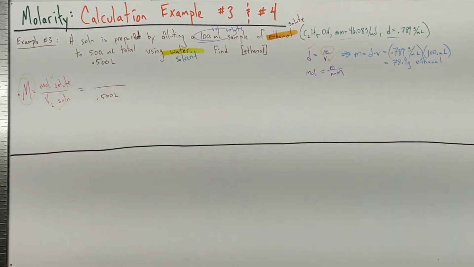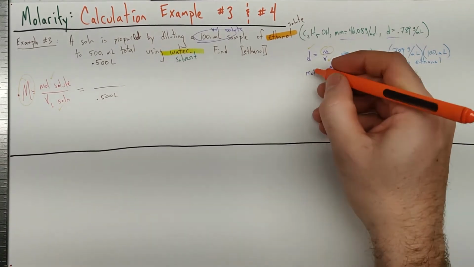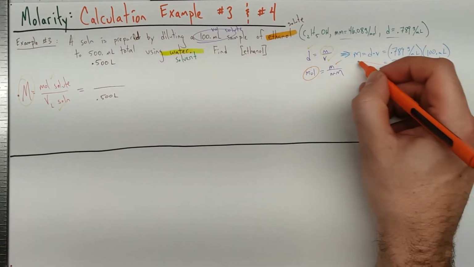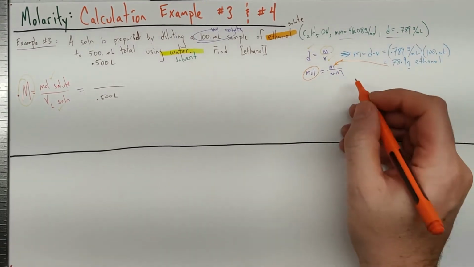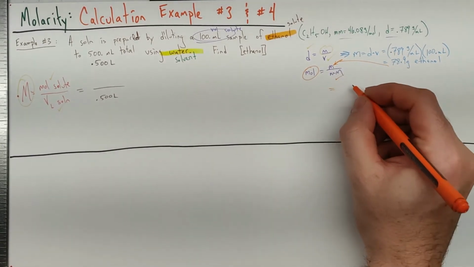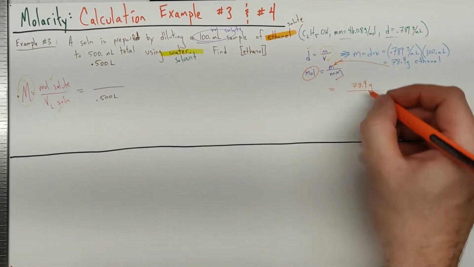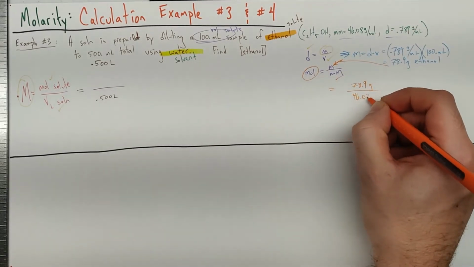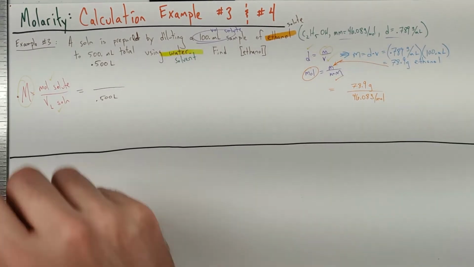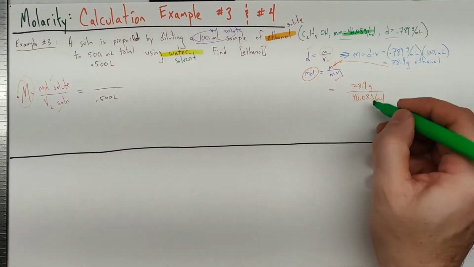Now we want to look at this checklist right here. Do I know the moles? No, but I want to. Do I know the mass? Yes, I just solved for it right there, in fact. And do I know the molar mass? Yes. So we've got this rearranged. Our mass is 78.9 grams, and our molar mass is 46.08 grams per mole. Just so we can kind of see where those numbers came from. This molar mass is what went right there.